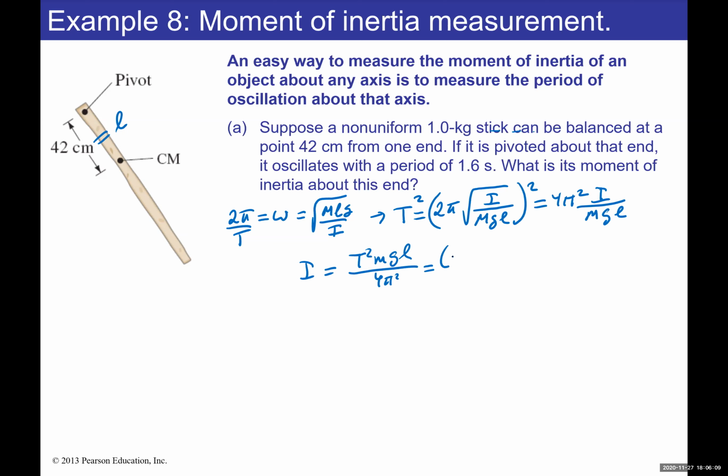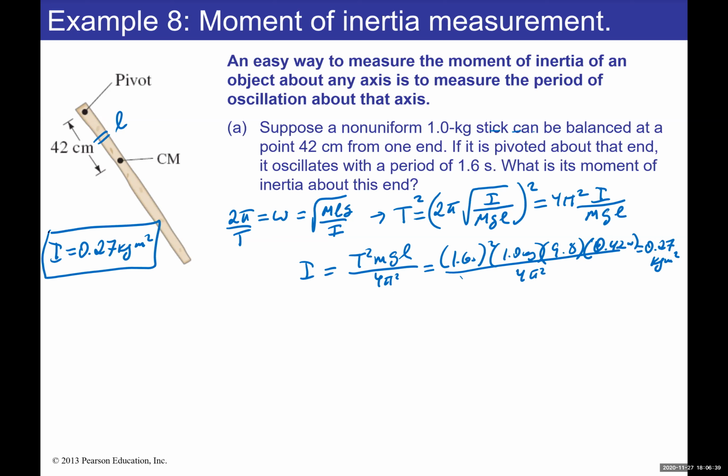So I have 1.6 seconds squared times 1 kilogram times 9.8 times 0.42 meters, divided by 4 pi squared. What we get here is 0.27 kilograms meter squared. That's the moment of inertia. This moment of inertia is 0.27 kilograms meter squared. Okay, there you go.